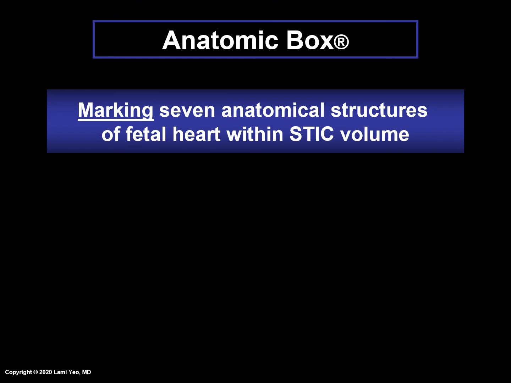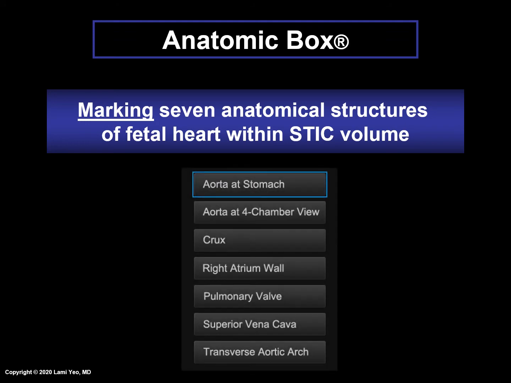The user marks 7 anatomical structures of the fetal heart within the STIC volume using anatomic box. The 7 structures are the aorta at the level of the stomach, the aorta at the 4-chamber view, crux, right atrium wall, pulmonary valve, superior vena cava, and the transverse aortic arch.